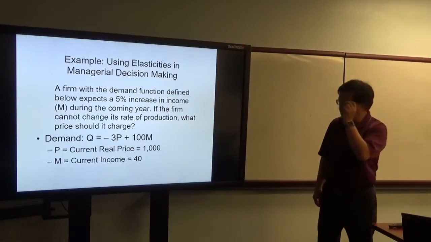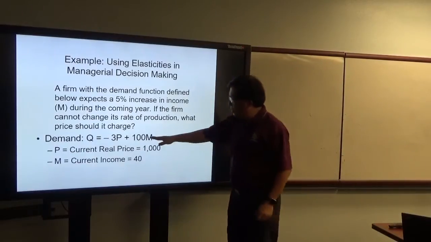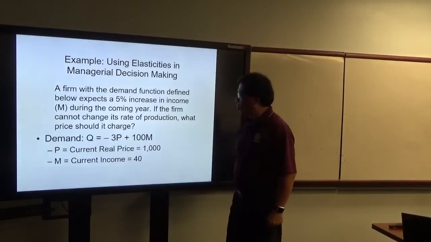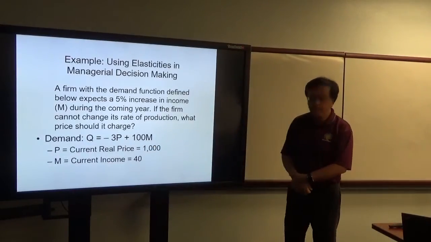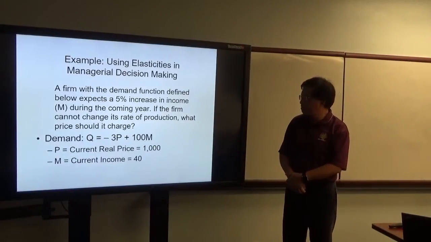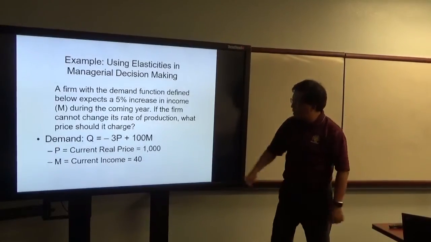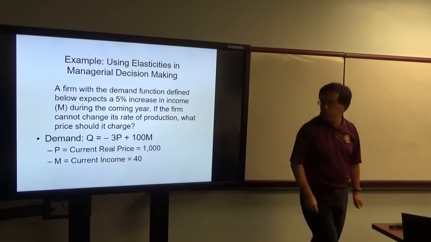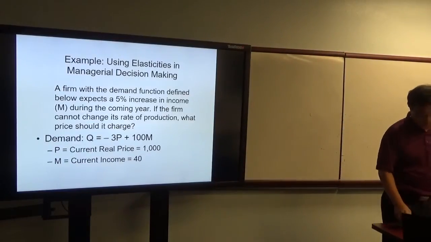Net impact is zero. But we know the demand function is Q equals minus 3P plus 100M. What's the M? Income. I mean, P is price. Okay. And also, I give you that the current price is $1,000, and the current income is 40.